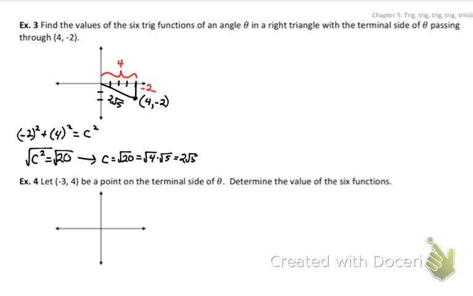I fully understand that this could be positive or negative, but we're just going to take the positive for the hypotenuse. Our legs can be negative, but our hypotenuse will always be positive. All right, so now we just need to list all of our values.